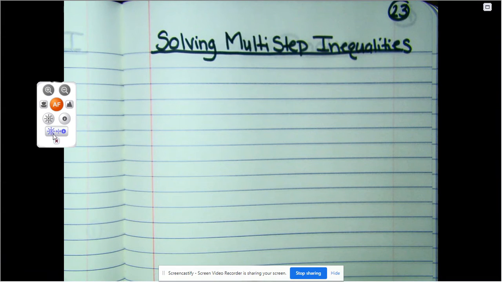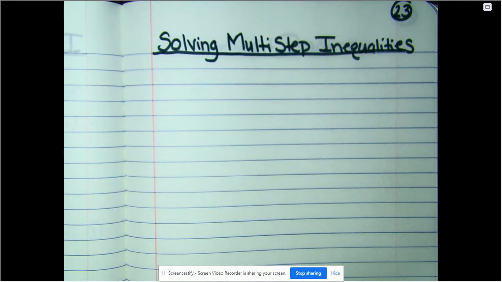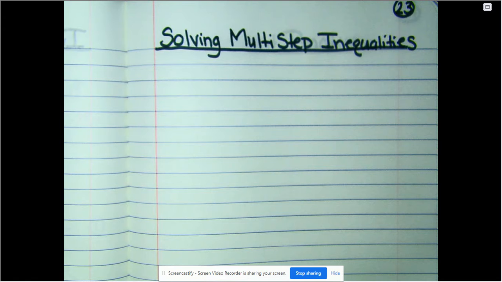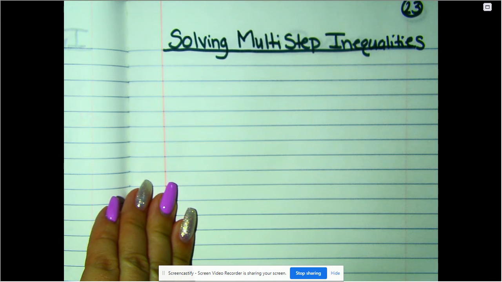Hey guys, we are going to be looking at solving multi-step inequalities in this particular video. I'm going to do a quick review though on flipping the sign and just do a couple of two-step inequalities with you.